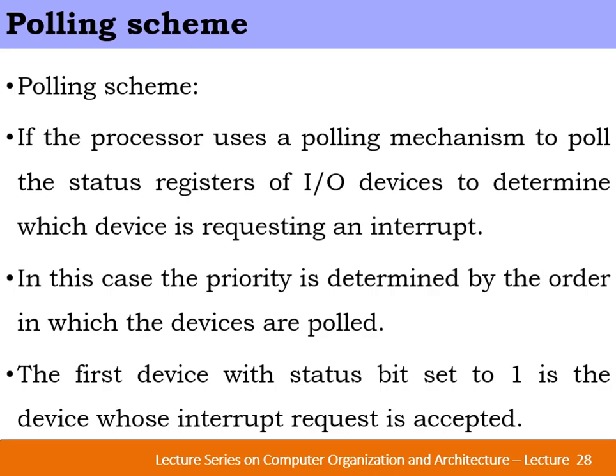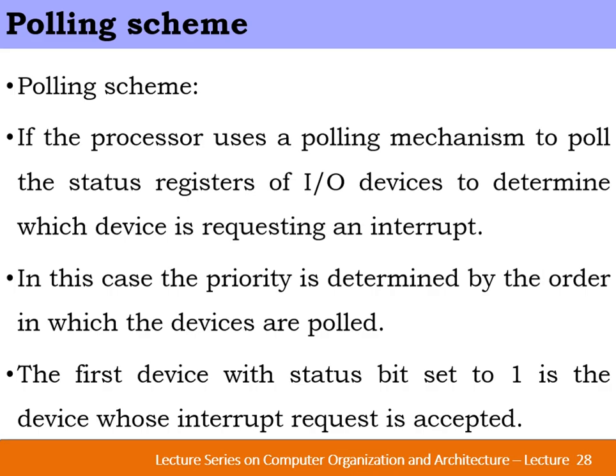In case of the polling mechanism, the processor is going to poll the status register of the IO device to determine whether that particular device is requesting an interrupt. It is going to check each and every device, whether that particular device is in need of service, whether it is requesting an interrupt or not. Likewise, each and every device will be checked by the processor. This mechanism is called the polling mechanism, and it was already discussed.